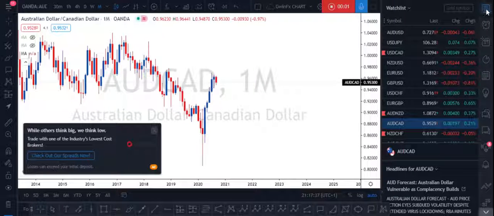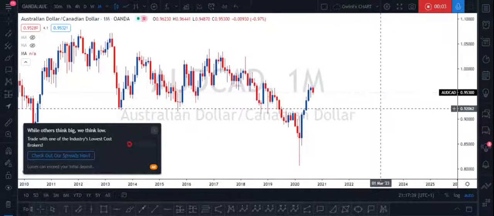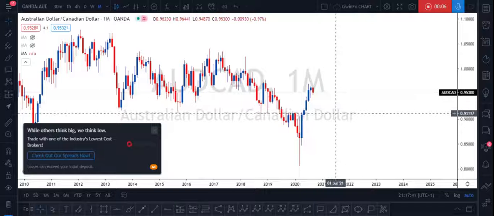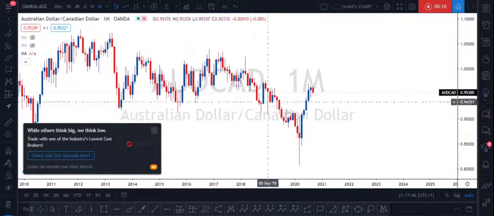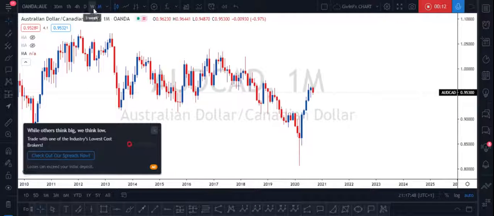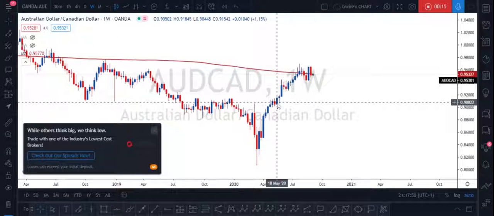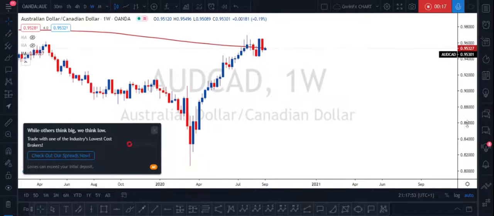Hello guys, I want to be sharing with you this setup I have with the AUDCAD and what to expect. Okay, so we start from a multi time frame as usual, and this is how the pair is being positioned. Let's go down to the weekly time frame to see what we have here with the AUDCAD.